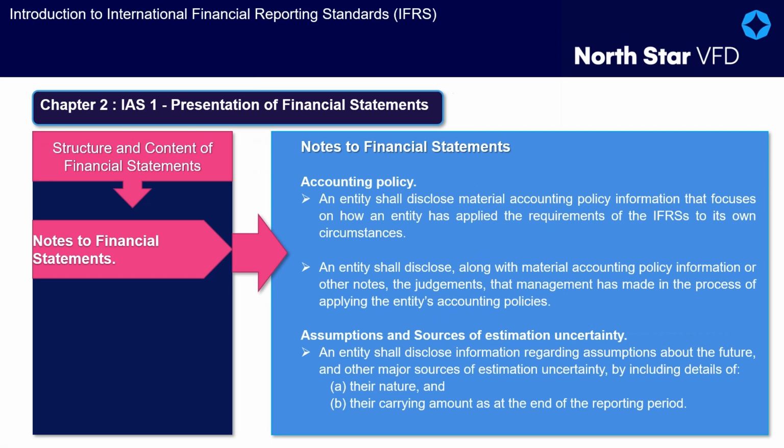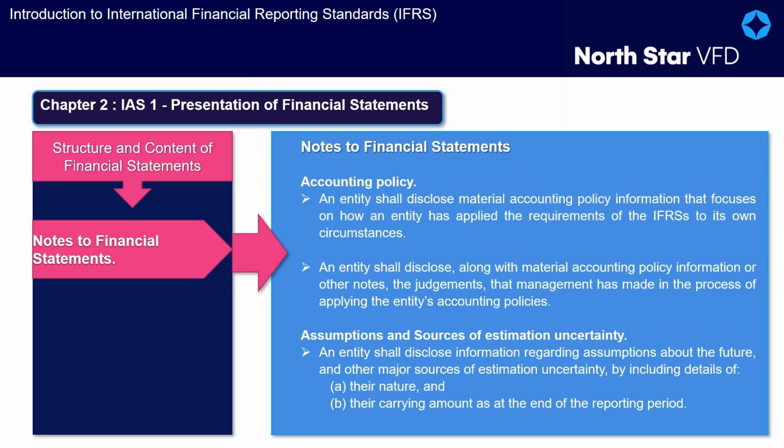An entity should disclose information about the assumptions it makes about the future, and other major sources of estimation uncertainty at the end of the reporting period, which have a significant risk of resulting in a material adjustment to the carrying amounts of assets and liabilities within the next financial year. In respect of those assets and liabilities, the notes shall include details of their nature and their carrying amount as at the end of the reporting period.